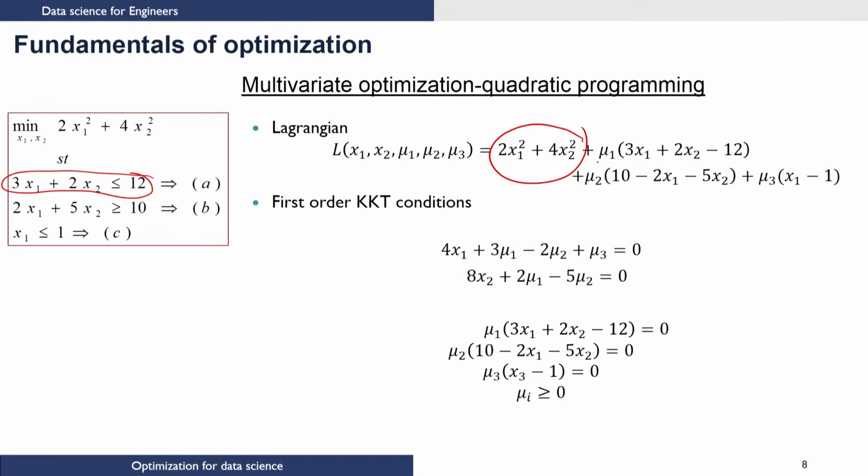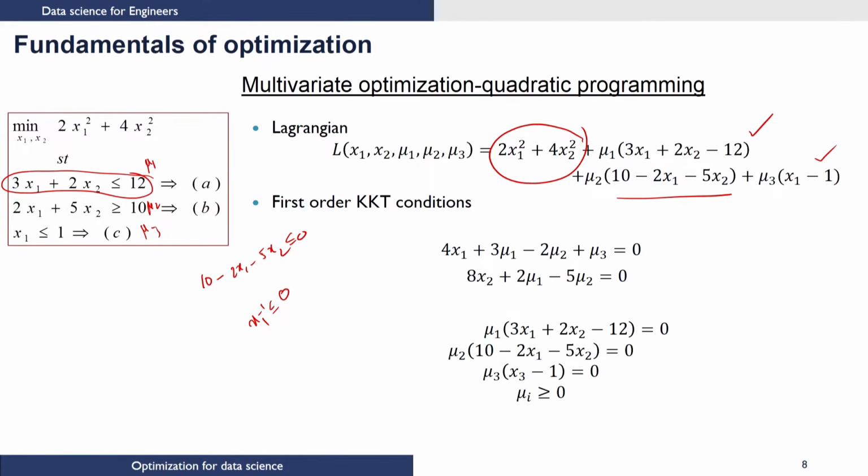So, I simply write this as mu 1 times (3 x1 plus 2 x2 minus 12), which is less than or equal to 0. So, this is already in the less than or equal to form. When I look at the second equation, I want to make it into a less than or equal to form, so I write 10 minus 2 x1 minus 5 x2 is less than or equal to 0. Corresponding to the first I have mu 1, corresponding to this I have mu 2, and corresponding to the third I have mu 3, with x1 minus 1 less than or equal to 0. So, you see that term here.